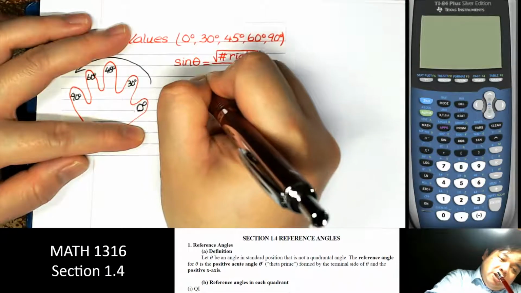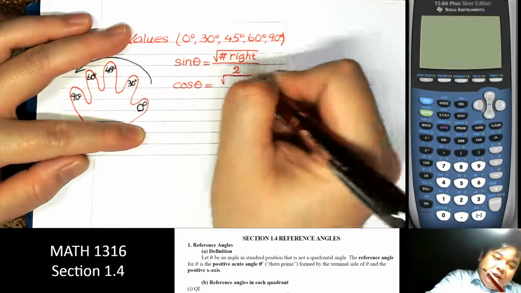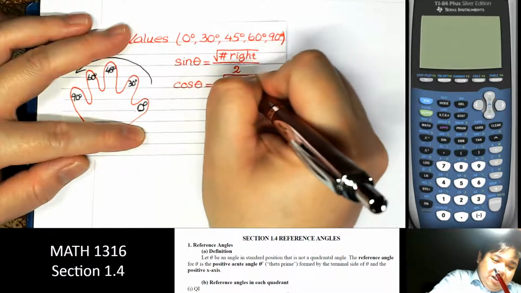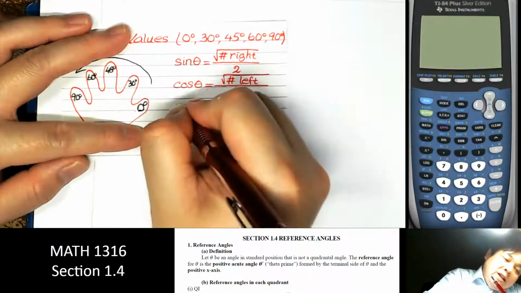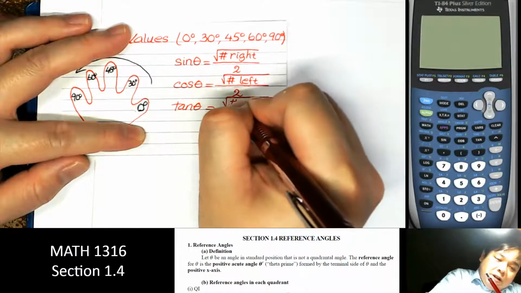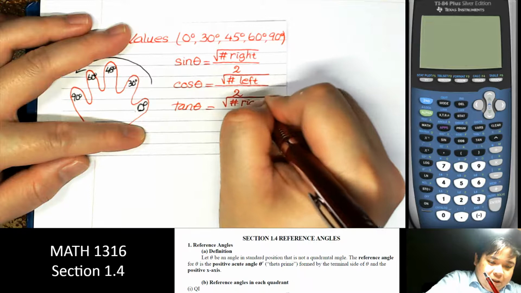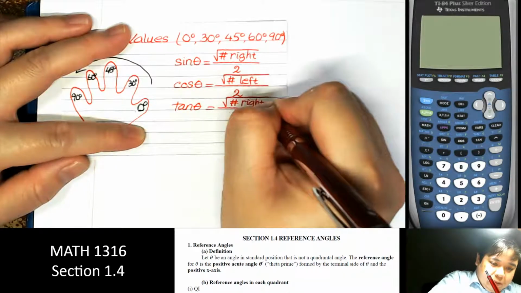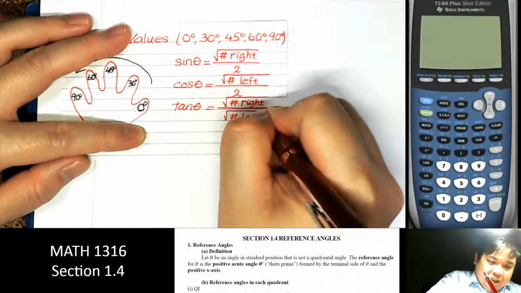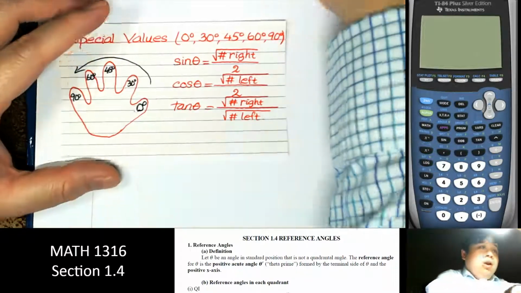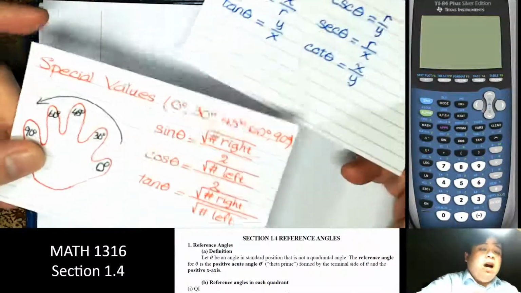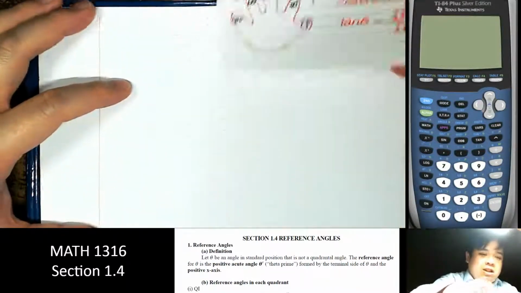Cosine is the number of fingers on the left, divided by 2. And then tangent is the number on the right over the square root of the number on the left. Right, so those are the quick reference chords that we go back and forth on, and that's what we have from last time.